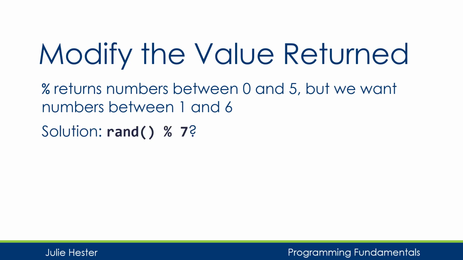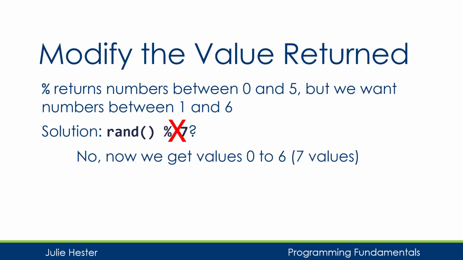One solution I've seen students try is saying, well, if I need a 6 to be returned, I'll just say rand mod 7. So how is this as a solution? At the surface, it looks like a good idea. But the problem is, if we use this solution, now we're going to get values from 0 to 6. And that's 7 different values. And I really don't want the value of 0 anyway.